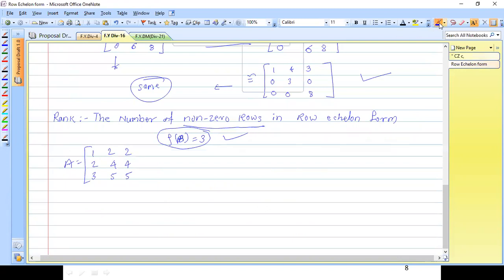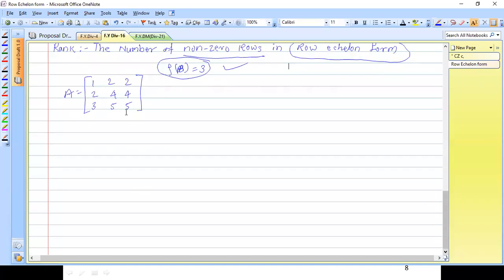So let's find out. Now I wanted to find the rank by using row echelon form, which is the number of non-zero rows in row echelon form. So I need to convert it into row echelon form. What is row echelon form? The first element should be non-zero. It is non-zero itself, so no need to do anything. What is next? Every element below A11 should be 0.